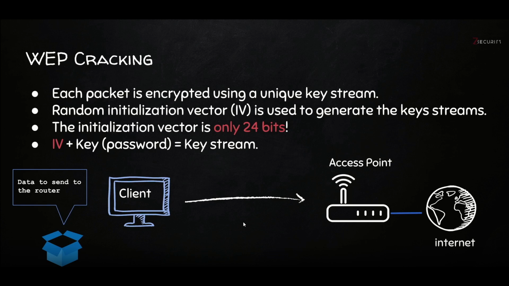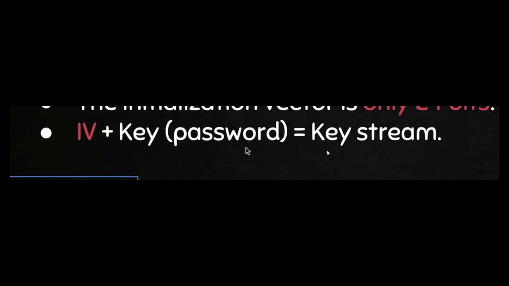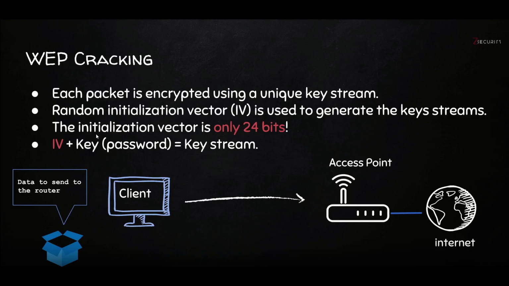Unique key stream. A random initialization vector, that is IV, is used to generate the key streams. So what is a key stream? Key stream is nothing but the IV, that is the random initialization vector, plus the key, that is the password, equals the key stream. The initialization vector is only 24 bits.